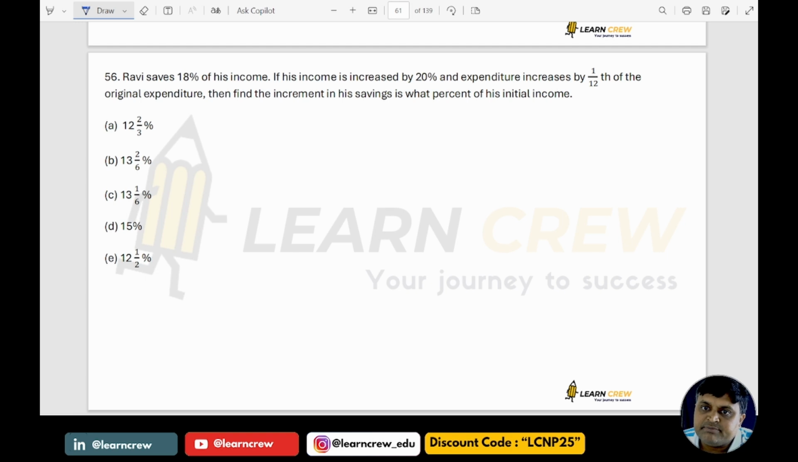If his income is increased by 20% and expenditure increased by 1/12 of the original expenditure, then find the increment in his savings as a percentage of his initial income. Initial income. So please see here, Ravi saves 18% of his income. If his income is 100, his expenditure is 82. His saving is how much? 18. Income increased by 20%, becomes 120.